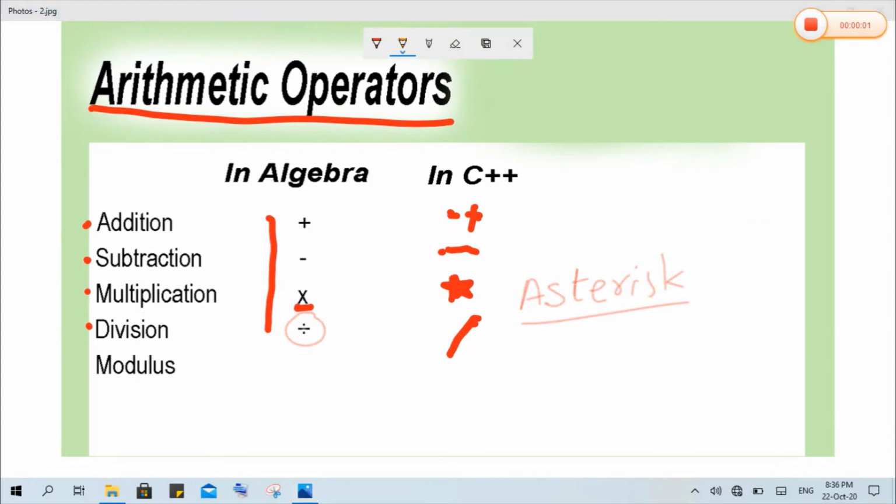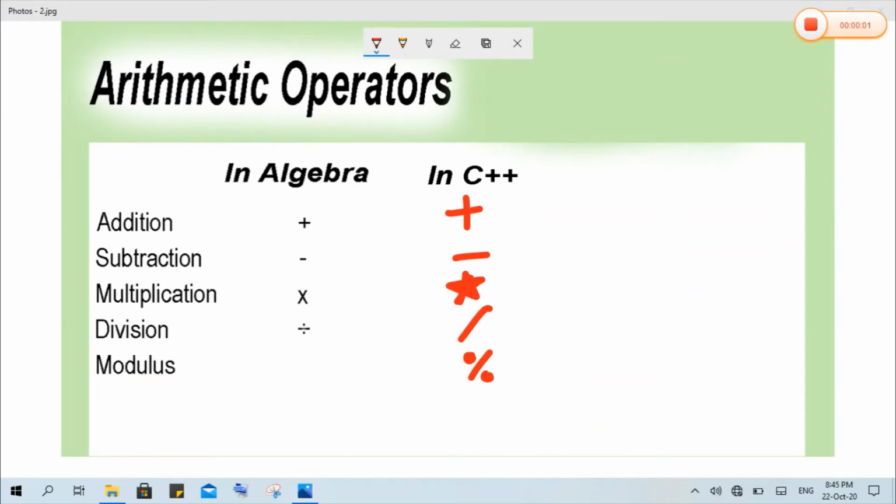And in the last, this is another important operator that is known as modulus. Its other name is remainder operator. Why do we call it the remainder operator? Actually, this helps to find out the remainder after the division process, and the symbol that we use in C++ is the percentage sign.